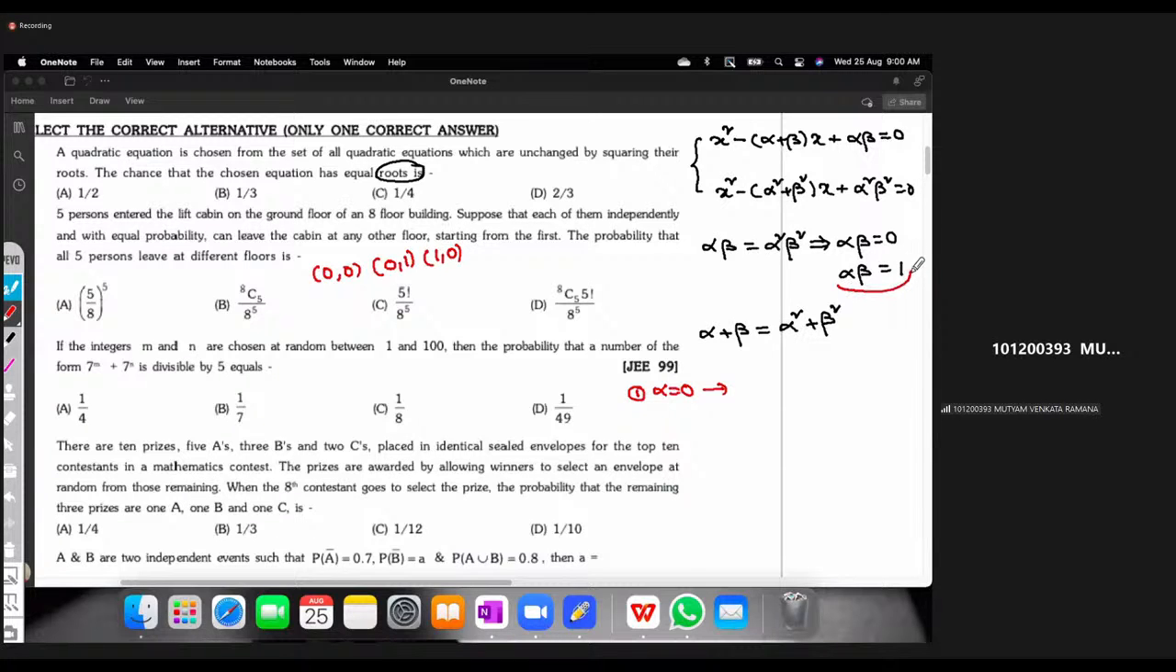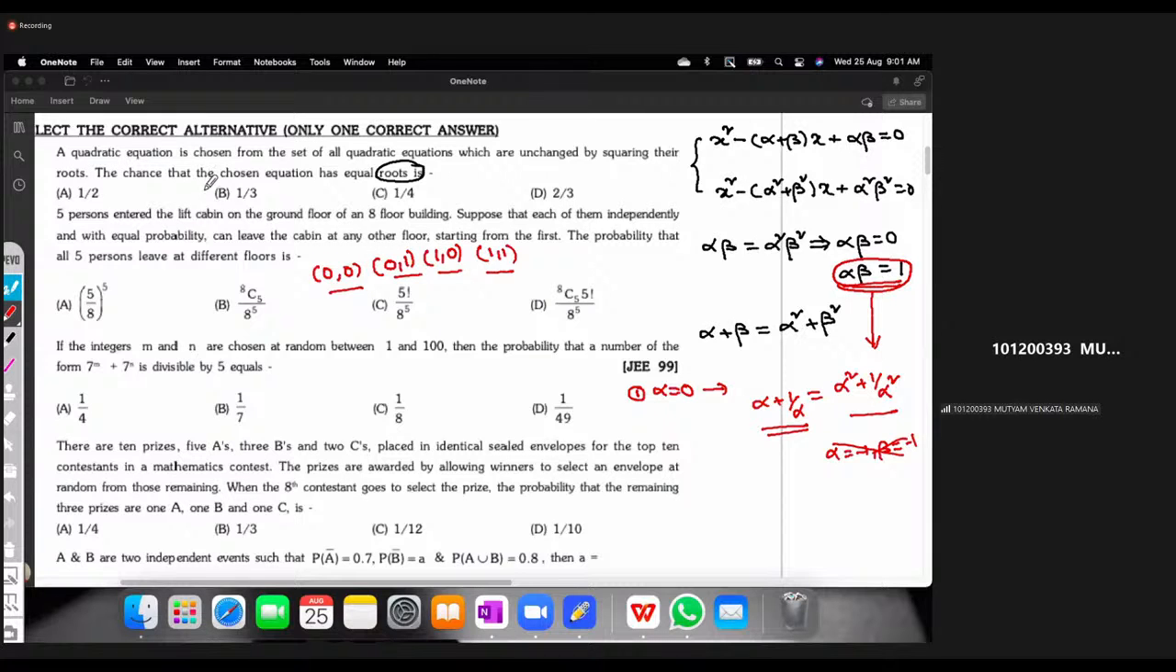Now alpha beta is equal to 1. If alpha beta is equal to 1, what will you get? 1 comma 1 is also an equation. If alpha beta is equal to 1, then alpha plus 1 by alpha is equal to alpha square plus 1 by alpha square. Now alpha is equal to minus 1, beta is equal to minus 1 will not work out. So you have the 4 chances.